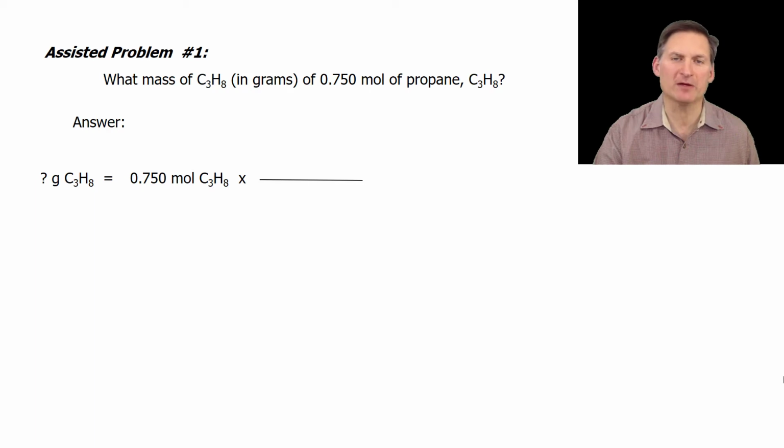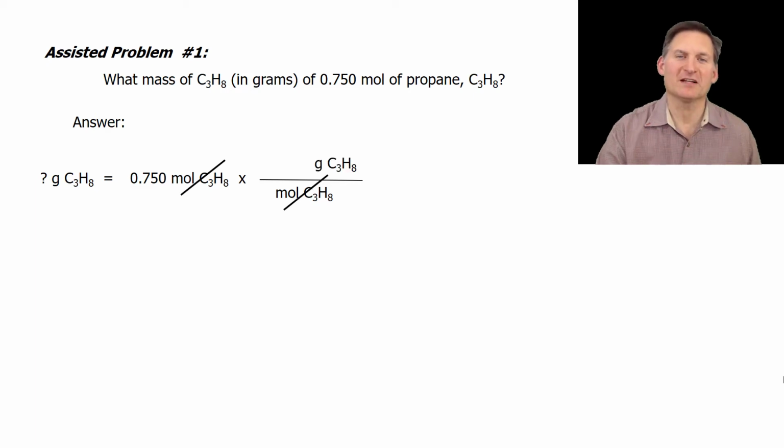And now predict what unit, no numbers yet, just units, goes in the denominator. Stop the video for a moment and write it in. We need moles of C3H8 in the bottom to cancel the moles of C3H8 that we started with. Next, stop the video for a moment again and add the unit, no numbers, just the unit that you think goes in the numerator. Let's try grams of C3H8 since that's what we're solving for.